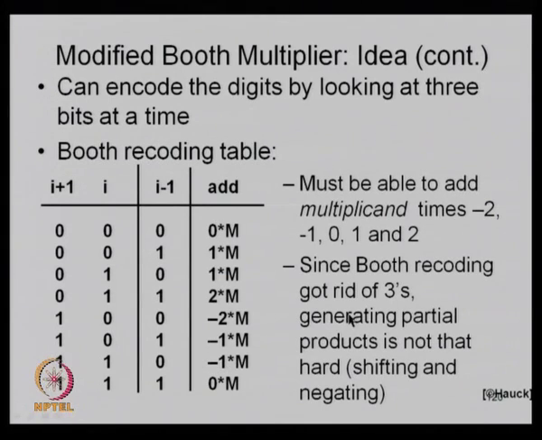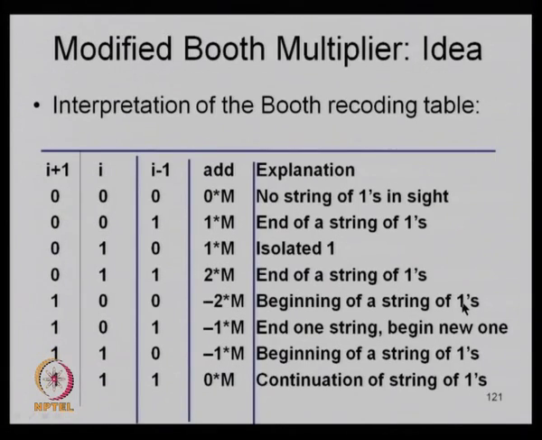Since Booth recoding got rid of 3's, generating partial products is not that hard, because only shifting and negating has to be done. This is the same thing again, with the explanation given in more detail: strings of 1's in the multiplier. This is called an isolated 1, this means end of a string of 1's, this means beginning of a string of ones, end of one string and beginning of a new one, beginning of a string of ones, and continuation of a string of ones. The kind of add operations you perform has this explanation.